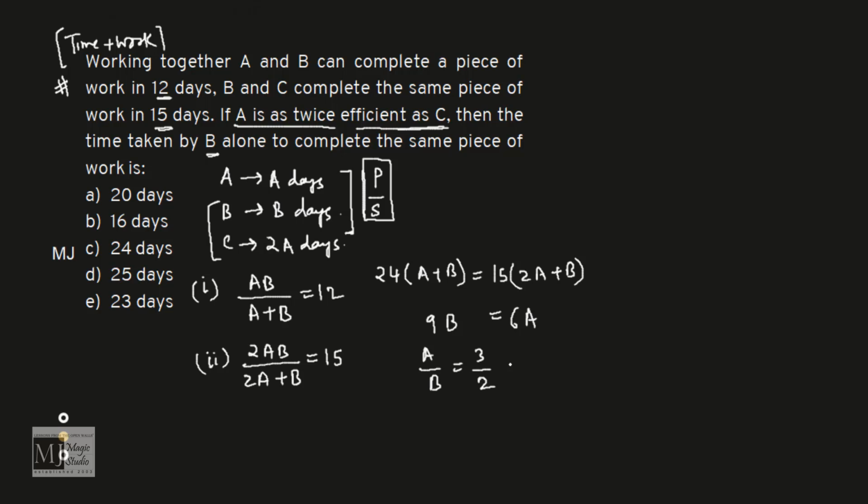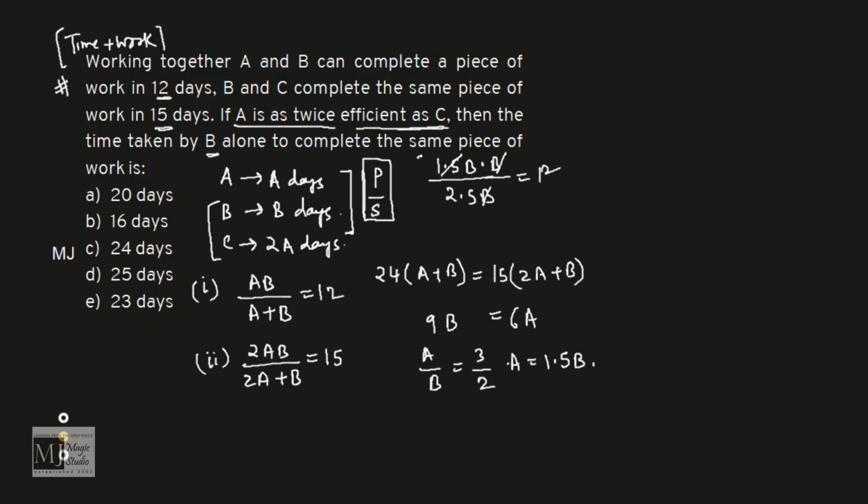A by B is 3 is to 2. A is 1.5B. So in place of A, if I put 1.5, what will I get? Let me write it here. So 1.5b upon, or into, b upon a. 1.5 plus 1 is 2.5b equals 12.